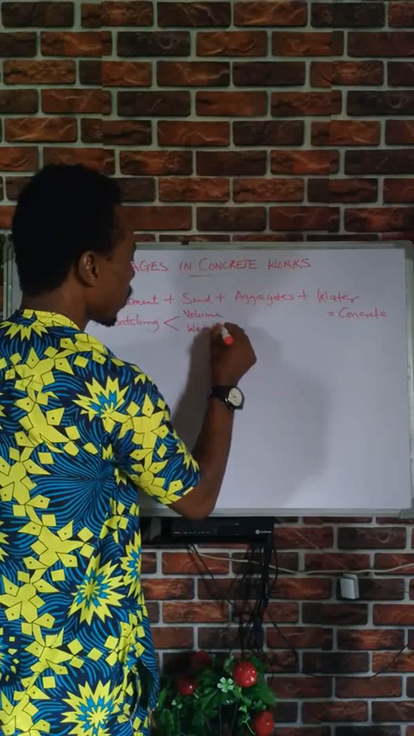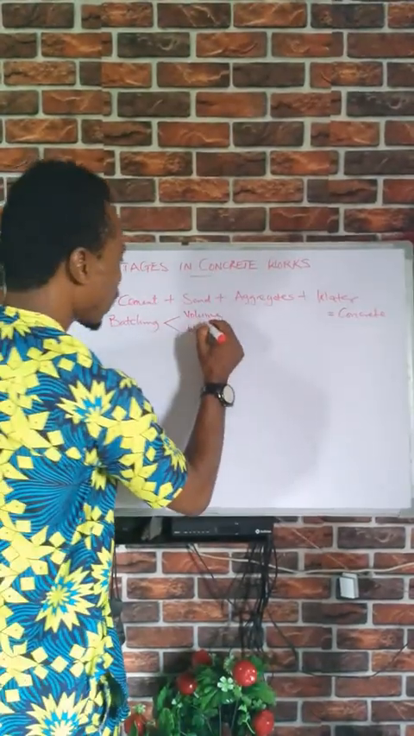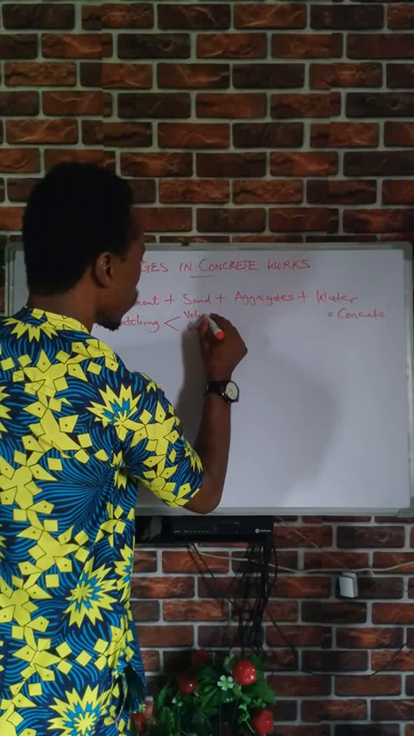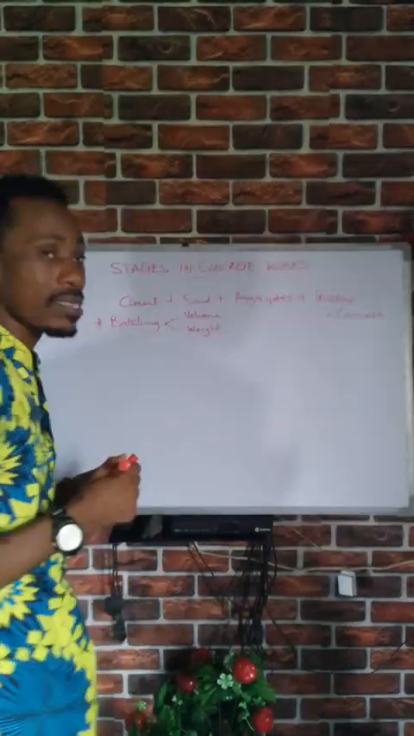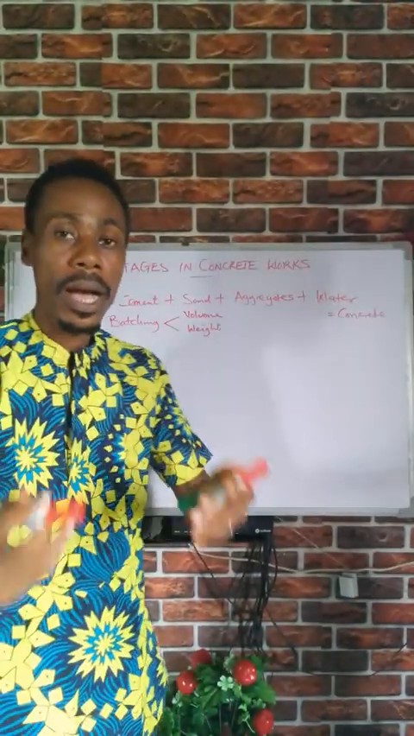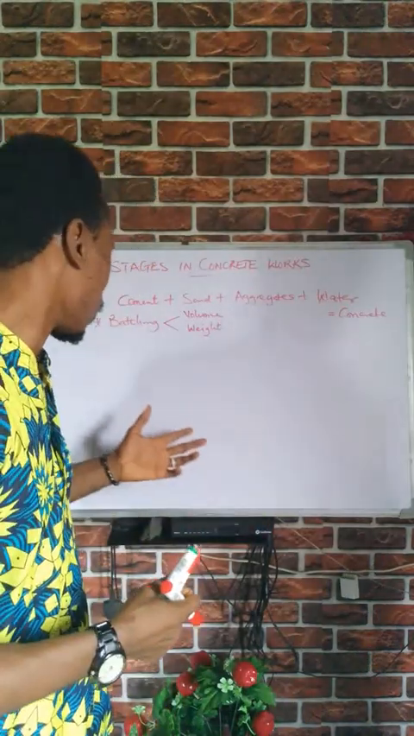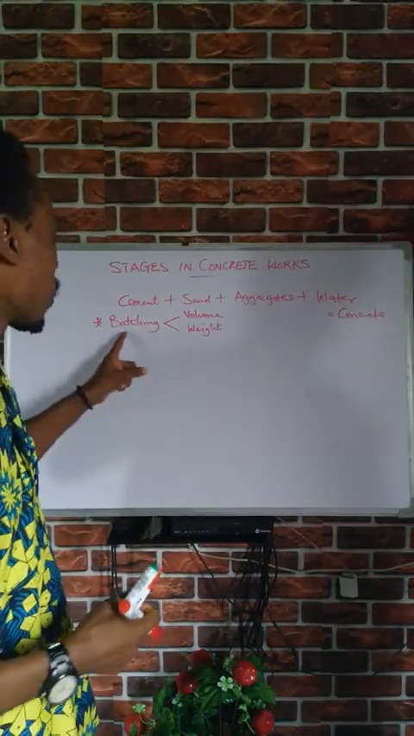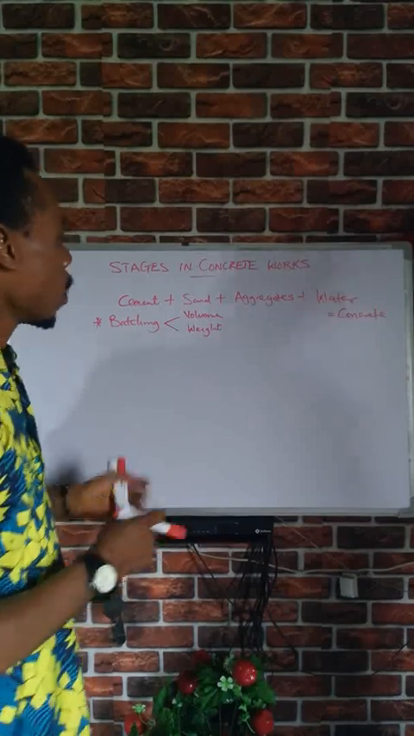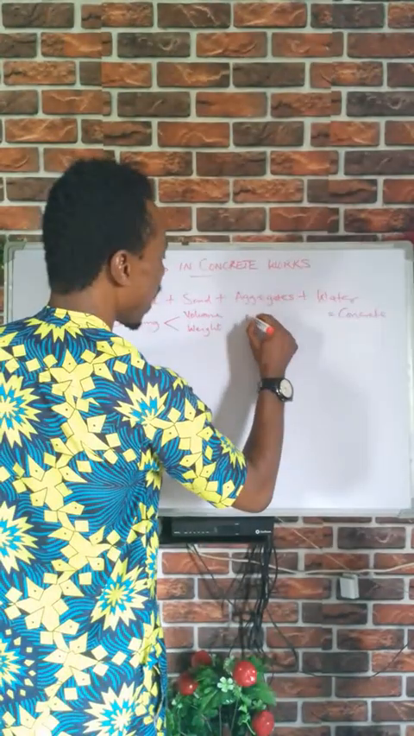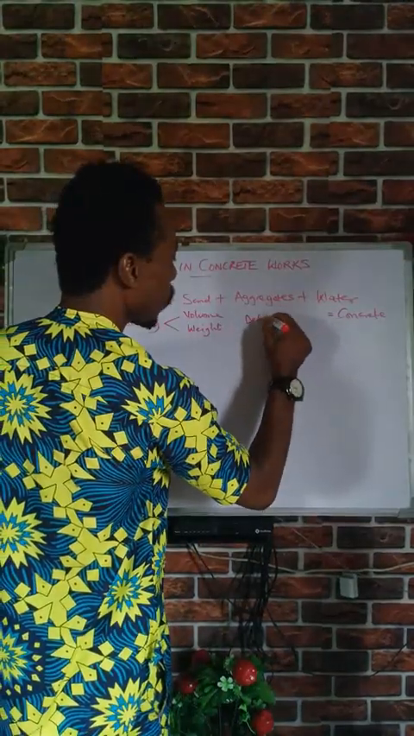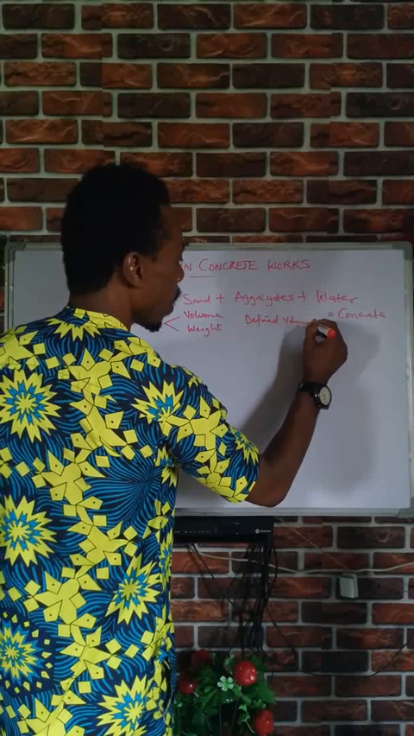Okay, you can batch by weight. Now, when you're batching by volume, that makes it a volumetric process of batching. All right. So what this means now is that you have to have a defined volume. Okay, a defined volume.